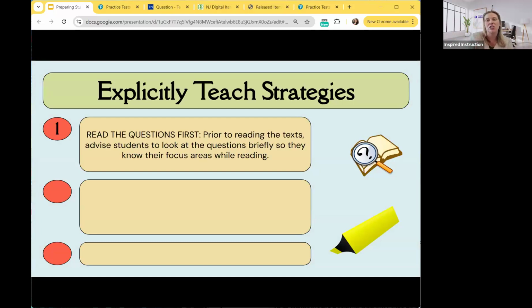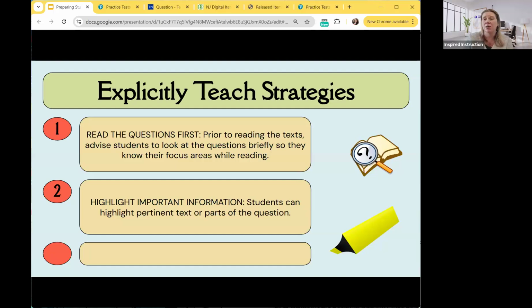So one of those strategies is to teach them to always read the questions first. That means before you read any of the texts on your high stakes assessment, tell students that they should be looking at the questions briefly, because they want to know what their focus area is going to be while reading. If they're doing practice in class, it might be on paper, so maybe it's highlighting or annotating what the questions are asking me. If they're actually on the test, it's using the highlighter tool or the note-taking tool. What do I need to make sure I am looking for as I am reading these texts on the test? And the only way to know that is to read the questions first.